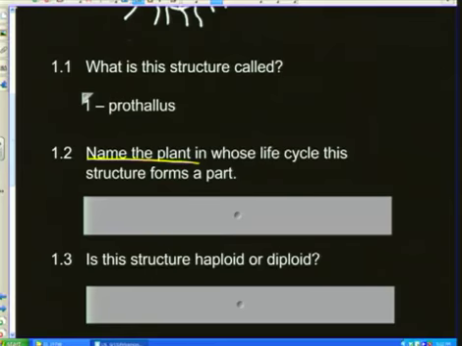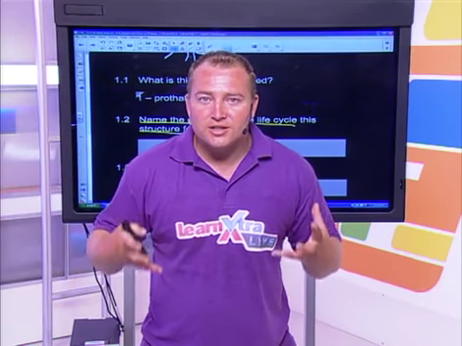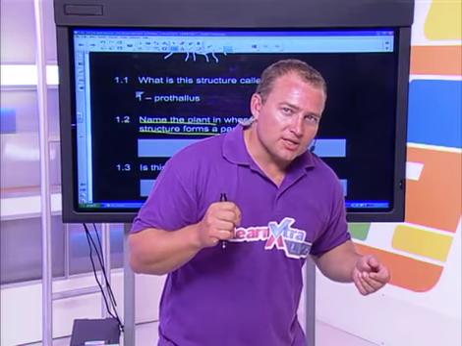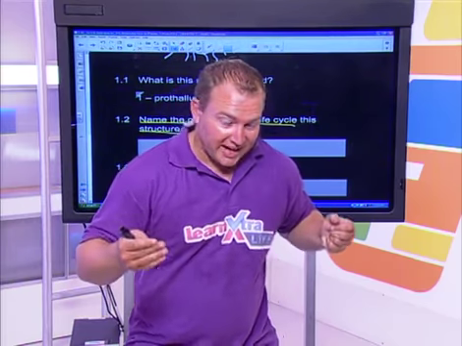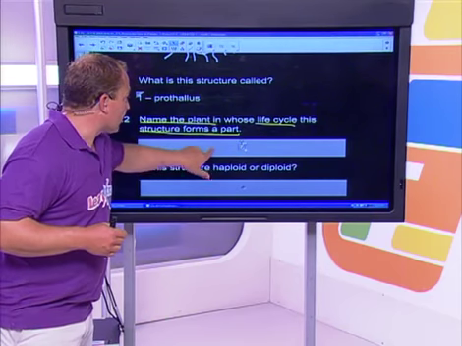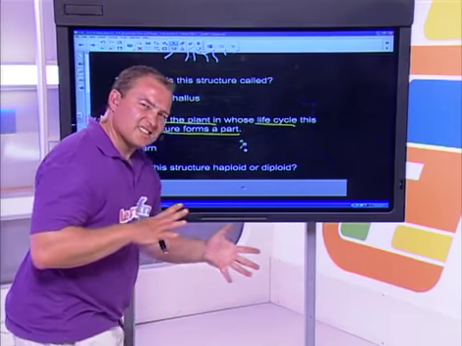Name the plant whose life cycle the structure forms part of. In other words, they're asking you, this prothallus, where does it come from? Which plant does it belong to? I've given a nice easy answer under there, but I'm going to tell you the big answer. It comes from part of the pteridophytes. In other words, it comes to the fern. The fern is a pteridophyte. So these are nice and simple.